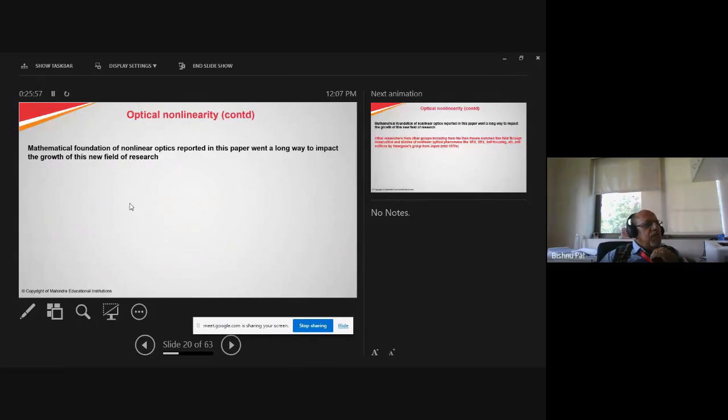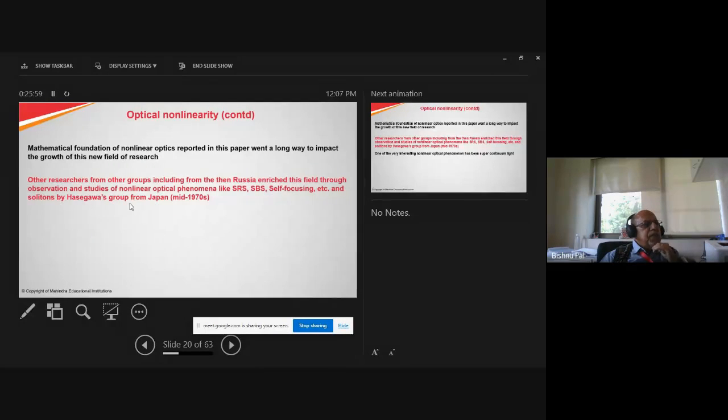So the mathematical foundation of nonlinear optics reported in this paper went a long way and impacted the growth of this new field of research. Other researchers from other groups, like from Russia, enriched it with other contributing factors to nonlinear optics, like stimulated Raman scattering, stimulated Brillouin scattering, self-focusing, discovered by Akhmanov, and so on. And solitons, on the other hand, in Japan, were discovered by Hasegawa's group in the mid-1970s.